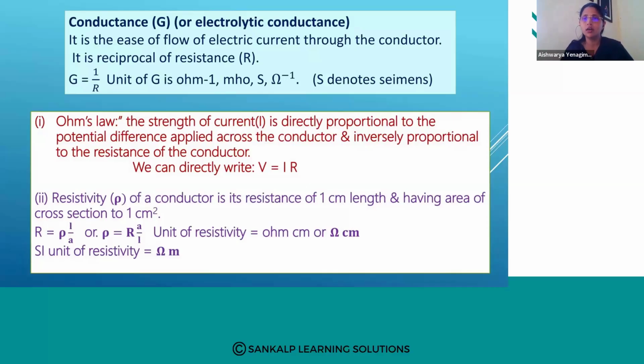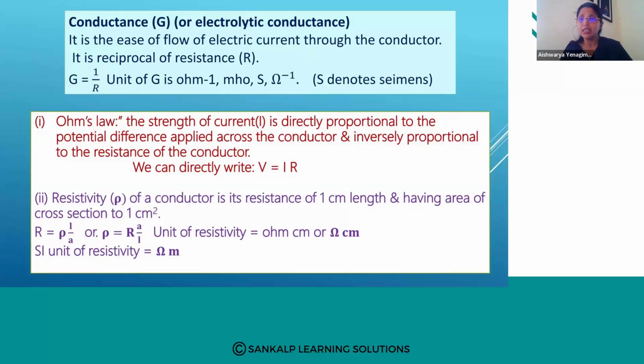You have studied resistance in the physics part. What is resistance? It is the property of certain material to resist the flow of current. Resisting the flow of current means to stop the flow of current. That is resistance. Opposite to resistance is conductance, and that is where we speak about conductivity. We can call it conductance or electrolytic conductance.